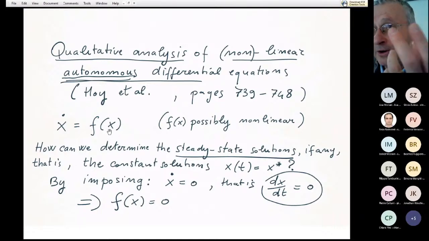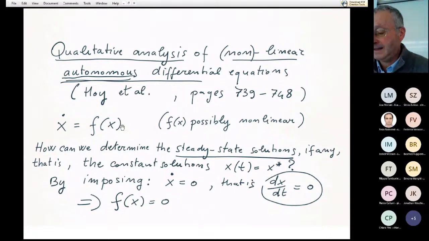First, simple question: how can we determine the steady-state solutions, if any? That is, what are the steady-state solutions? The constant solutions of the type x at time t identically equal to x constant, x star. And the answer is very simple. A constant solution, provided it exists, a constant solution to this differential equation is constant. That is, x dot is equal to 0. So we impose x dot equal to 0 here, and we solve f of x equal to 0. The solutions, not necessarily one, can be multiple steady states, are the levels of the steady state solution. So it's an algebraic equation, f of x equal to 0.